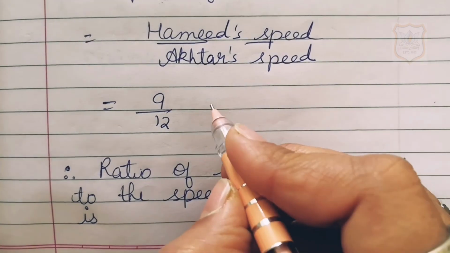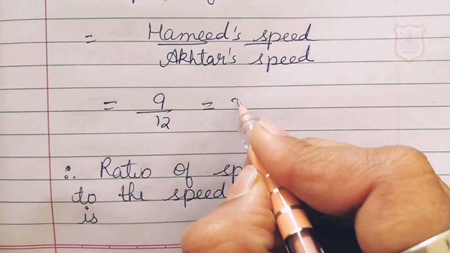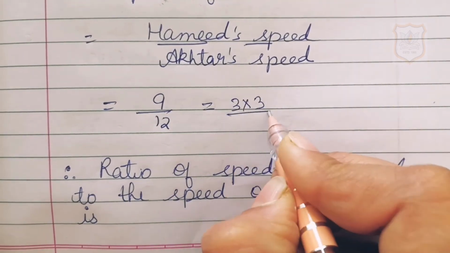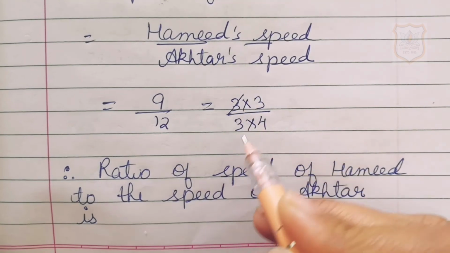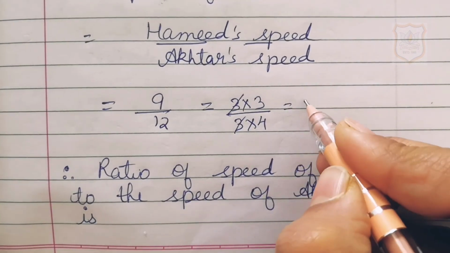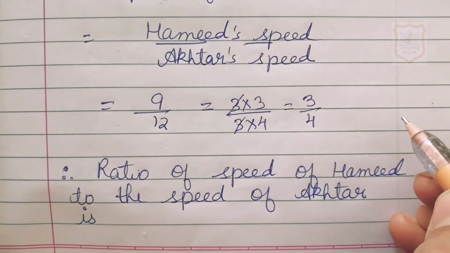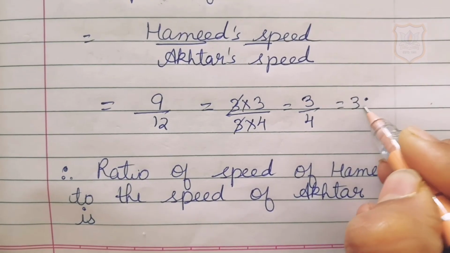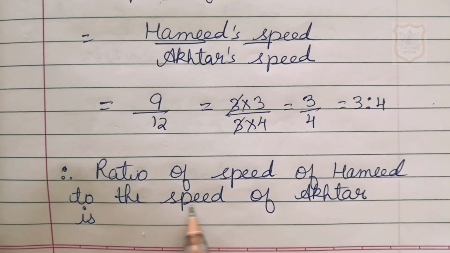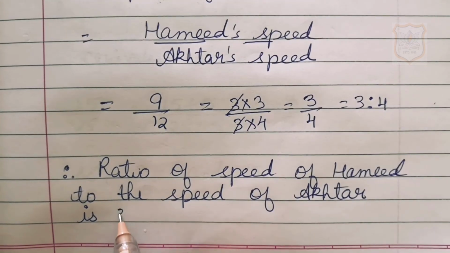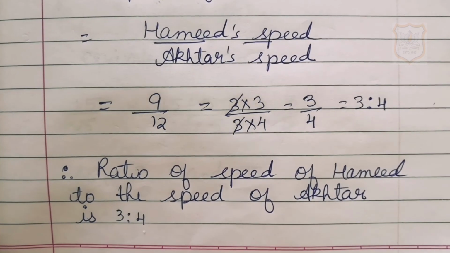write 12. Now in the place of 9 we will write 3 multiplied by 3 and in the place of 12 we will write 3 multiplied by 4. So here we will cut this 3 from above the line and below the line. So we get the fraction 3 by 4. So the answer is 3 ratio 4. Therefore, ratio of speed of Hamid to the speed of Akhtar is 3 ratio 4.